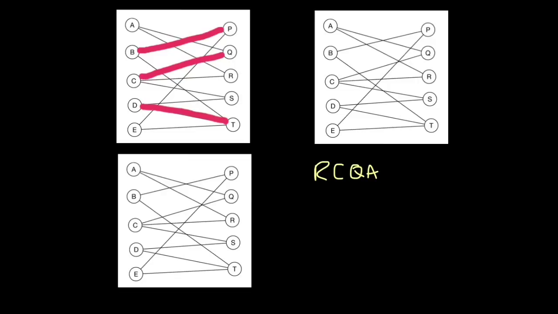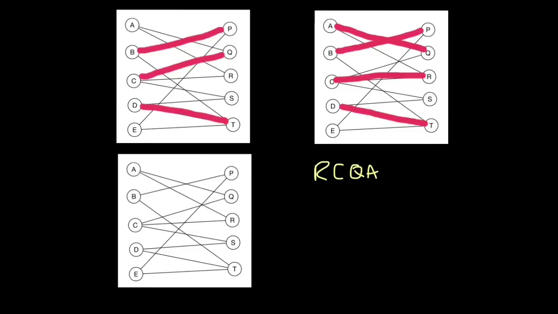So first of all, R to C is unmatched in our first matching, so that becomes matched. C to Q is matched, so that becomes unmatched, and Q to A is unmatched, so that becomes matched. We also duplicate any of the matchings that were not affected by our alternating path. So B to P was not affected, so that stays there, and D to T was not affected, so it stays there as well. So we've now got the situation in our bipartite graph where we've got 4 matchings.